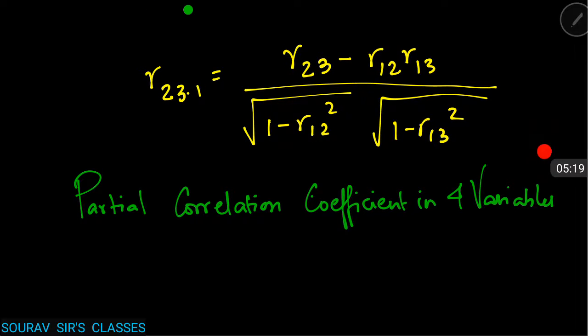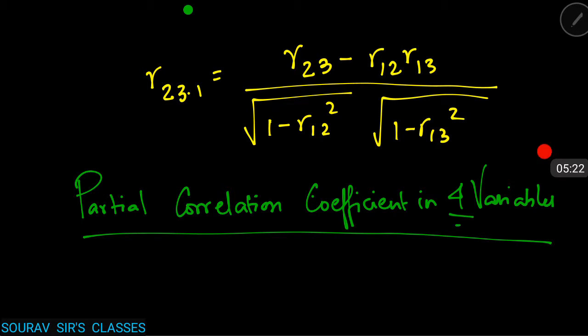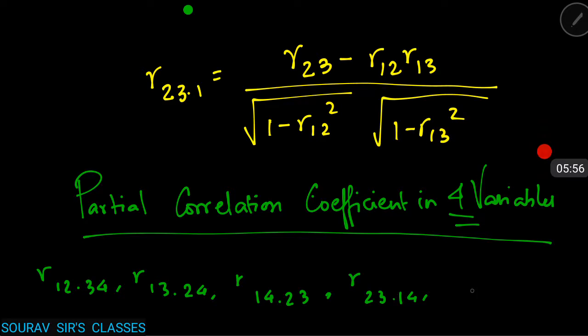The next topic is partial correlation coefficient in 4 variables. This is a second order partial correlation coefficient as 2 variables have to be kept constant. There would be in all 6 partial correlation coefficients of second order: R12.34, R13.24, R14.23, R23.14, R24.13 and R34.12.